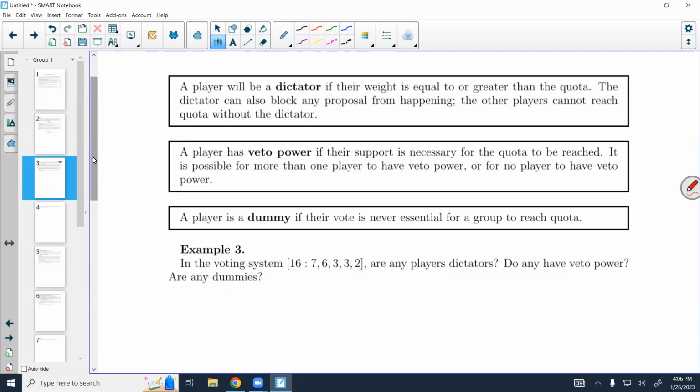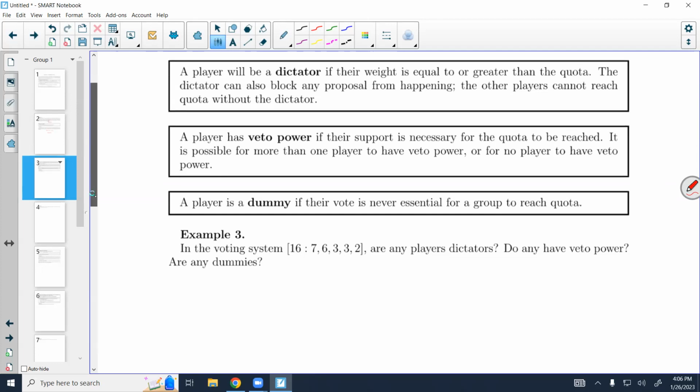So a dictator and veto power are slightly different. A dictator is somebody with veto power that can pass it on their own. Veto power is somebody that it can't pass without them, but they can't pass it on their own. Then a player is a dummy if their vote is never essential for a group to reach quota.